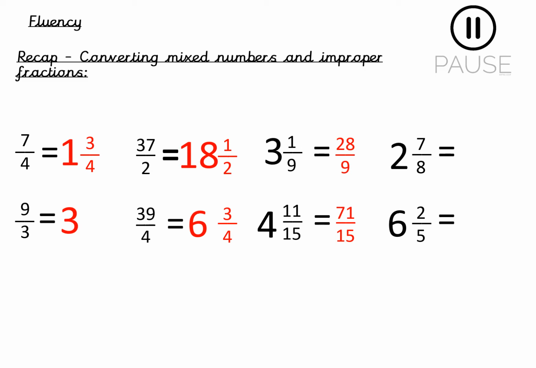So at the bottom, we say 4 times 15, which is 60, add the 11, which makes 71 fifteenths. And then going across, 2 times 8 is 16, add 7 is 23, so it's 23 eighths. Again, you can see that that denominator's never changed. And then 6 and 2 fifths, 6 times 5 is 30, add the 2 is 32 fifths. Mark those and correct them if you didn't get them quite right.